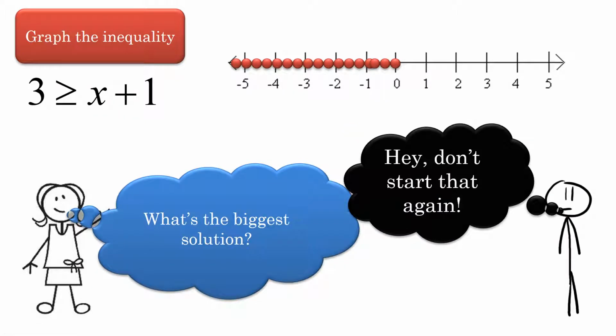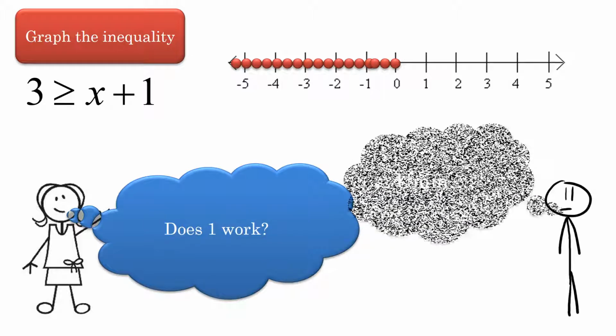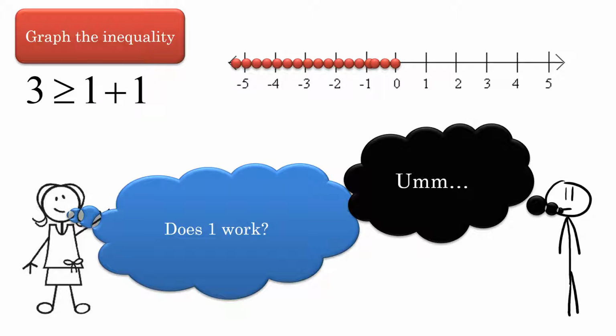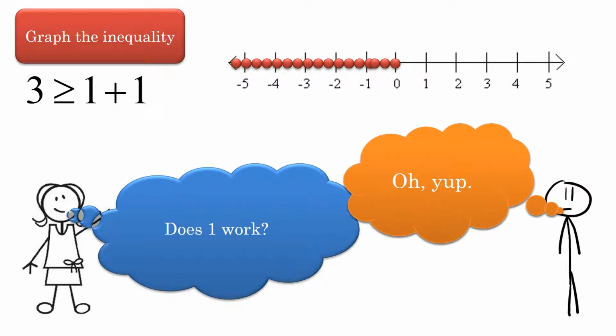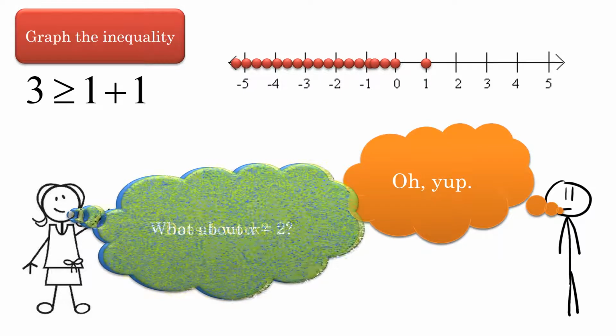So anyway, now let's look at some other solutions. Let's see if we can find the biggest solution. And I know that's confusing, but take a minute. Think about it. What do you think it is? Well, let's try 1. Is 1 an answer? Well, 1 plus 1 is 2, and 3 is bigger than 2, so 1 is an answer.